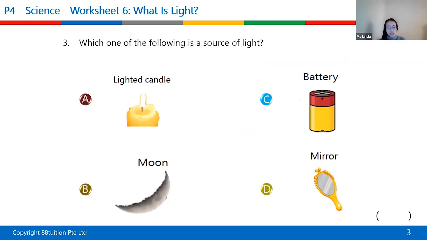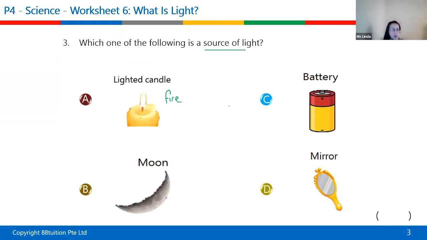Let's go on to number 3. Who wants to try number 3? Shall we have Davina now? Let's give Davina a chance. It is A, the lighted candle. Very good. So the source of light is your A. It is a lighted candle because it's natural. It's fire. So if it's fire, it gives out light.